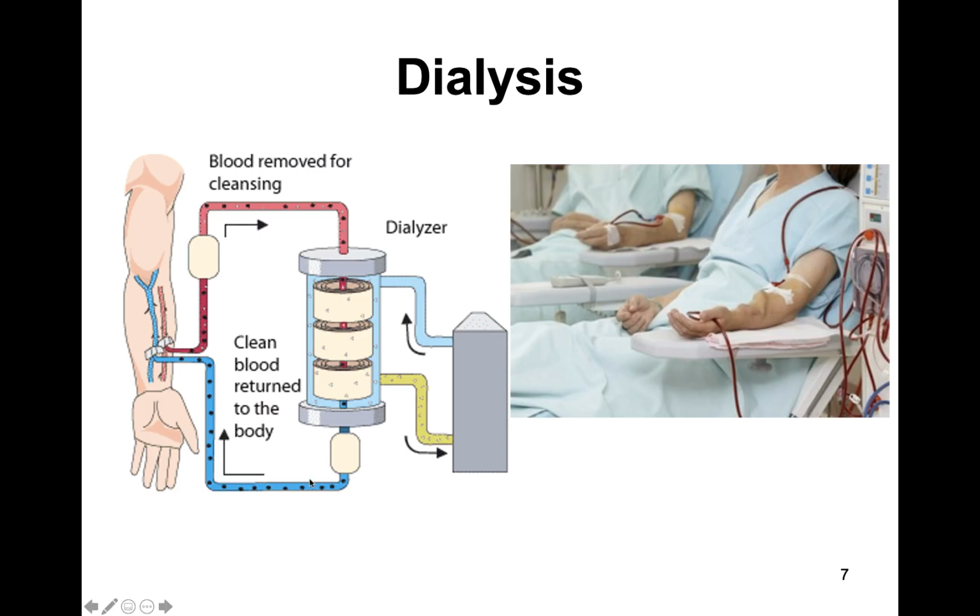So if your kidneys are not working, that means that they cannot really clean your blood. So blood is going to be removed from your body for cleansing, from the arteries, and it's going to go through this machine called a dialyzer, and clean blood is going to be returned to the body. So this is the work that your kidneys were supposed to be doing, but if they're not working properly, then the person has to go on dialysis.